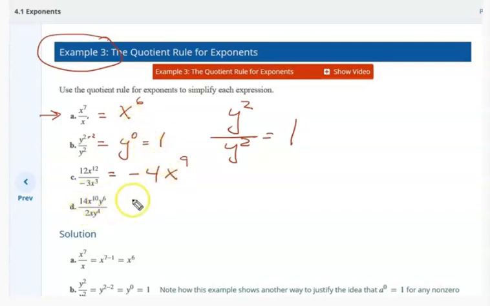2 goes into 14 7 times. Now this is y to the 1st, it comes up as a negative 1. This gives you x to the 9th then. 4 comes up as a negative 4, y to the 2nd. So again, the quotient rule.